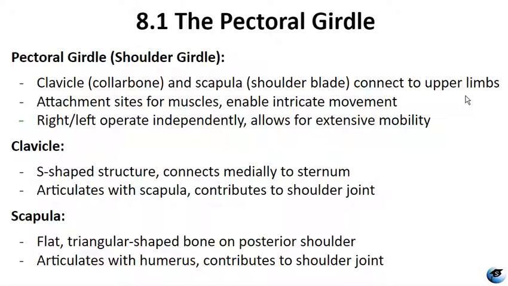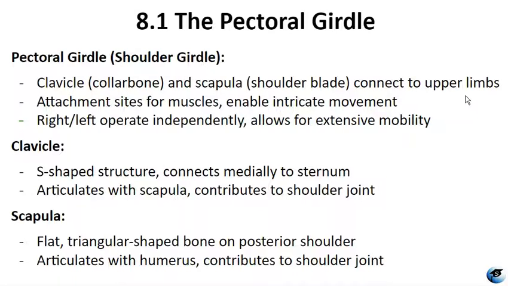The shoulder girdle, also known as the pectoral girdle, consists of two main bones, the clavicle, or the collarbone, and the scapula, or shoulder blade. These bones connect your arms to your body, providing places for muscles to attach, and helping you move your arms and shoulders in different directions. What's interesting is that each side of the shoulder girdle can move independently, giving you a lot of flexibility.